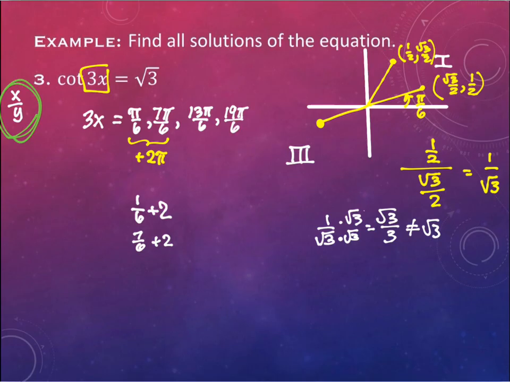Okay, so this is a second set, but I've got a triple angle. This is 3x I'm going to solve for, a triple angle. So we need to do one more set. I need to add 2 pi one more time. So what happens when I add 13 over 6 plus 2? It is 25 pi over 6.